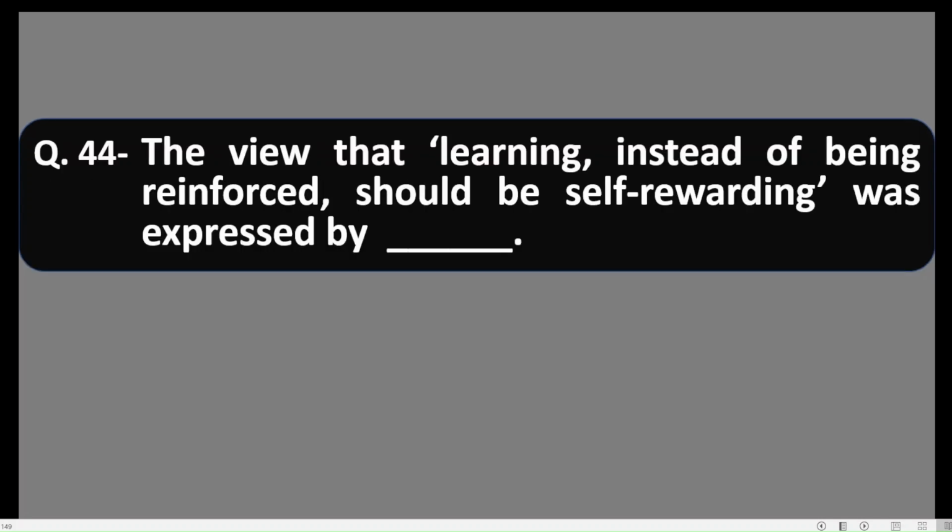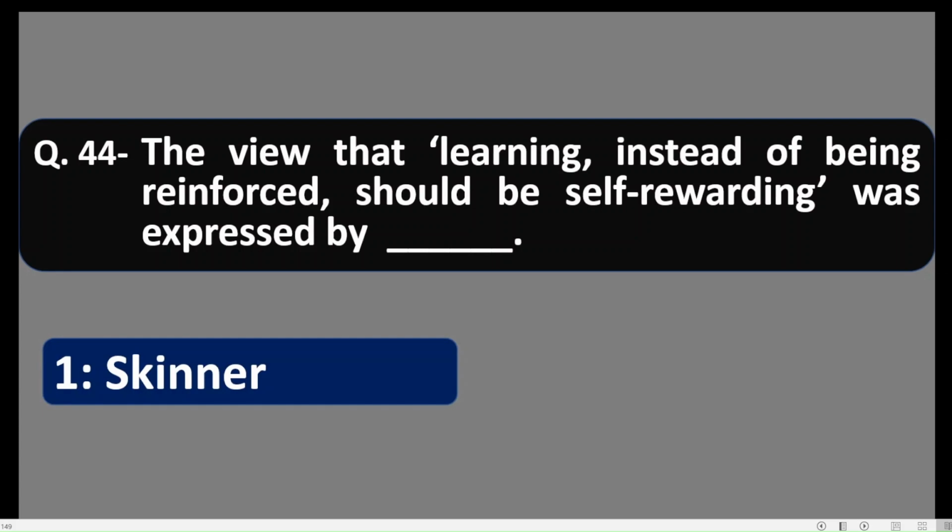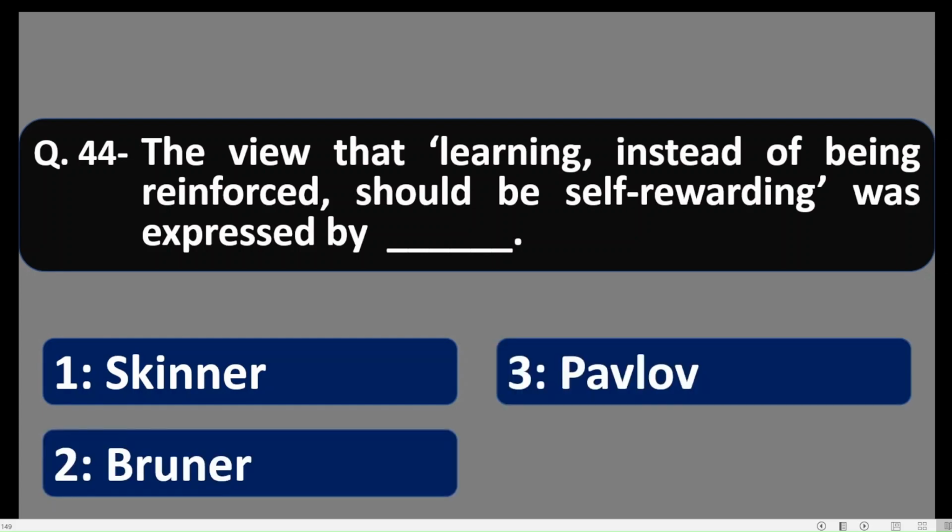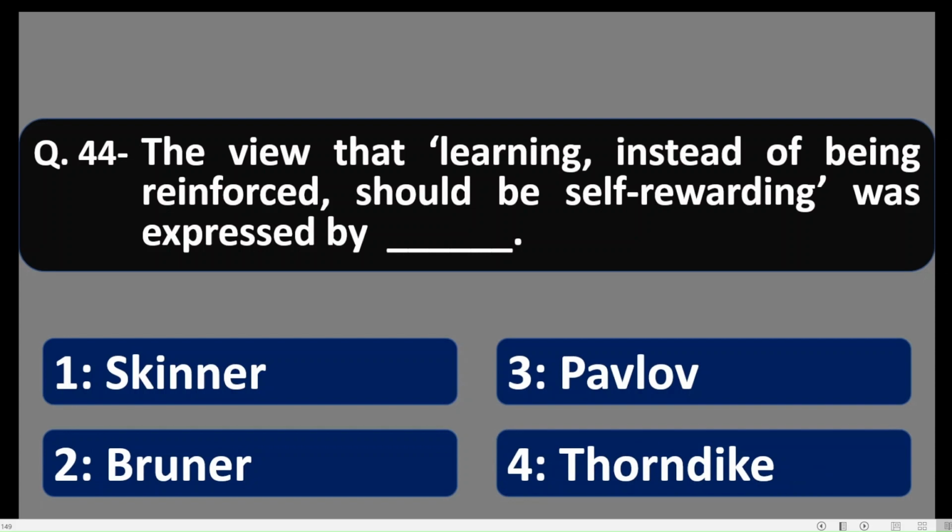Question number 44. The view that learning instead of being reinforced should be self-rewarding was expressed by. Who said this? Let us see the options: Skinner, Brunner, Pavlov, Thorndike. The correct option is Brunner, who has given the discovery learning theory. Skinner has given operant conditioning. Pavlov, we know classical conditioning. Thorndike, trial and error. And the view that learning instead of being reinforced should be self-rewarding was expressed by Brunner.